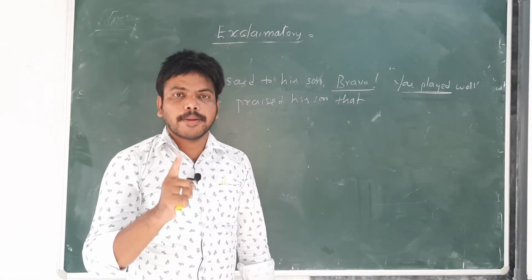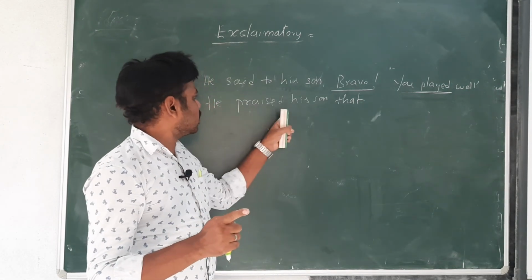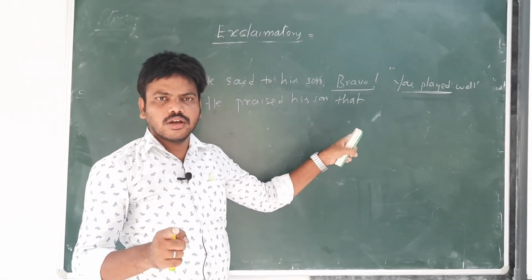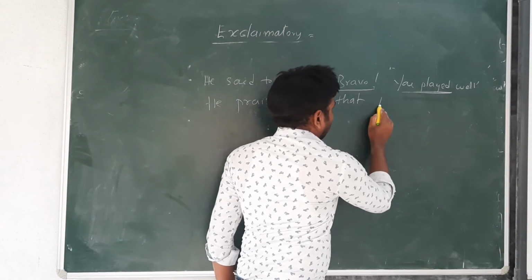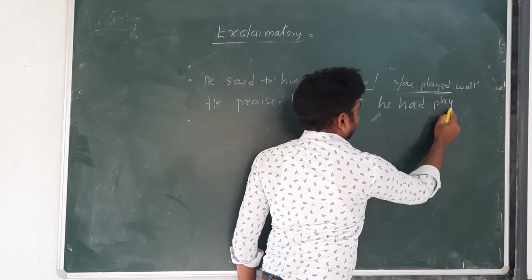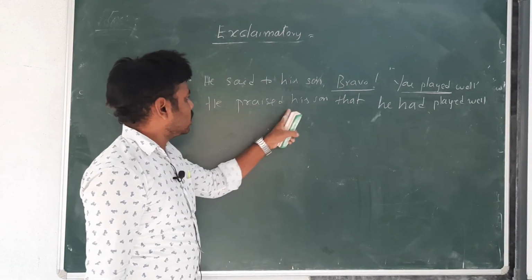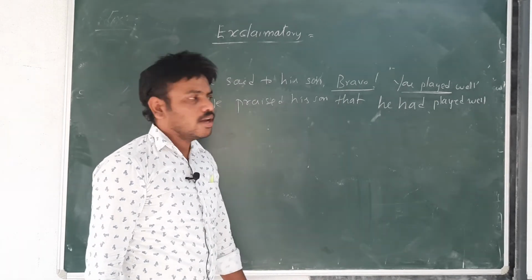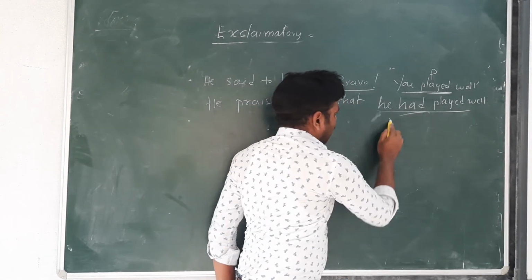Which tense? Past tense. He praised his son that, which tense is a past tense will become past perfect. That he had played well. He praised his son that he had played well. "You played well": past tense became past perfect tense.